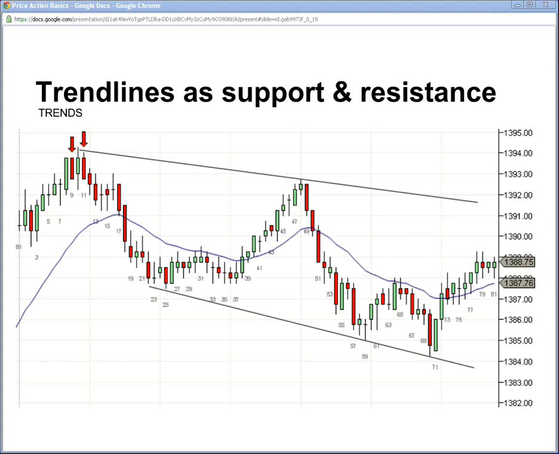Any recommendations for trade setups on the daily and weekly charts? Yeah, daily and weekly charts, again, we'll try to cover that in a future webinar. I don't have enough material with me. I will try to get some daily and weekly charts.